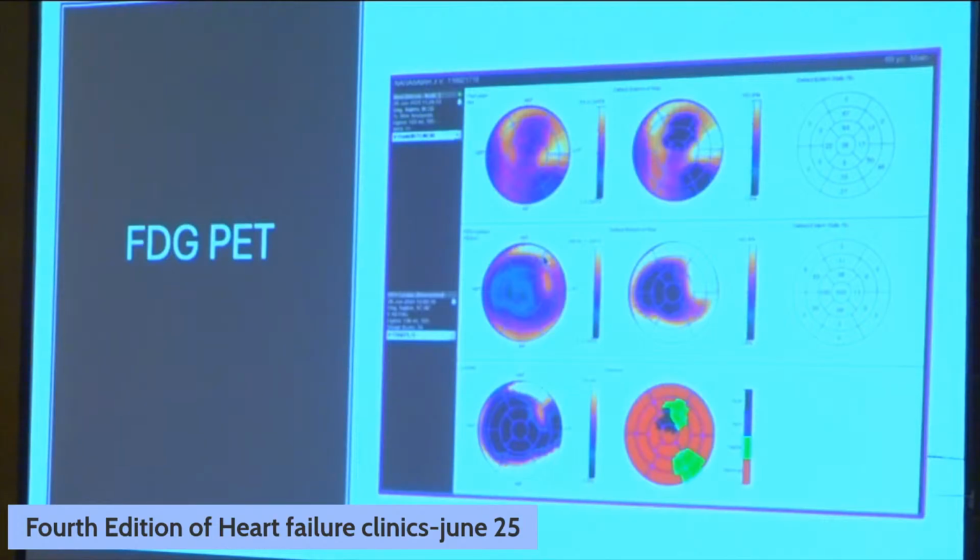Here also it is red, but it is not pure red, indicating here also metabolism is lost. Here, in the whole area, metabolism is lost, and the perfusion is also lost. So perfusion is lost, metabolism is lost. So it is a scarred myocardium.